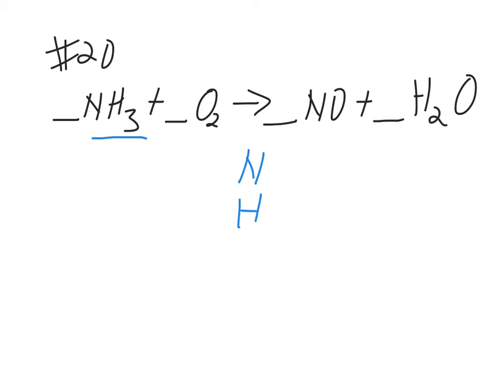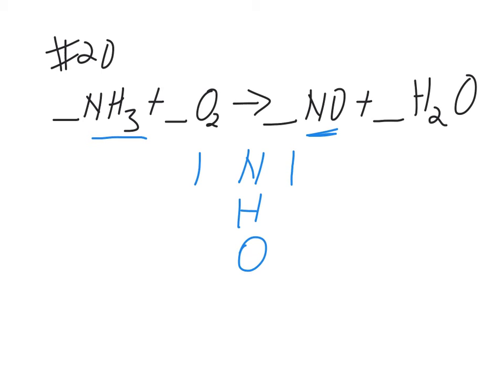Hydrogen. And oxygen. Very good. So how many nitrogen do you have on the reactant side? 1. How many nitrogen do you have on the product side? I have only 1, right?